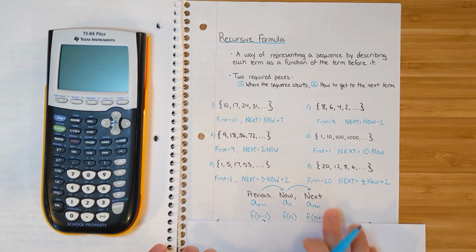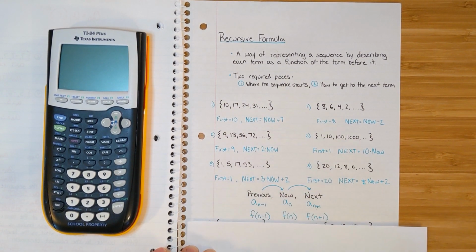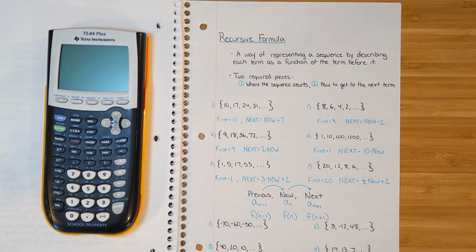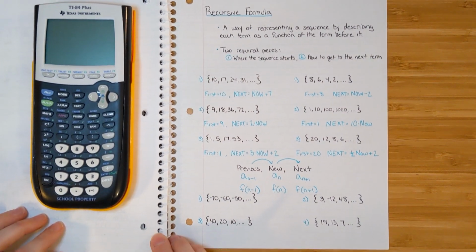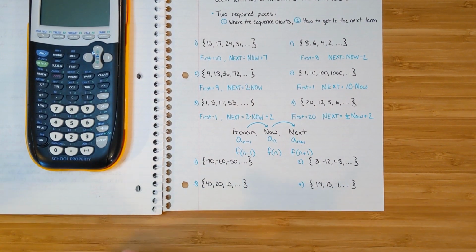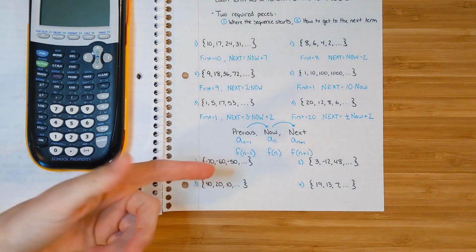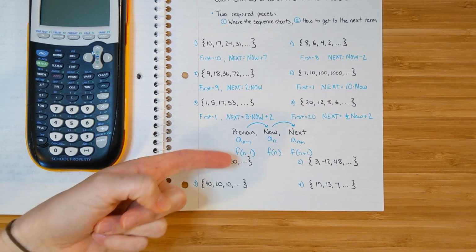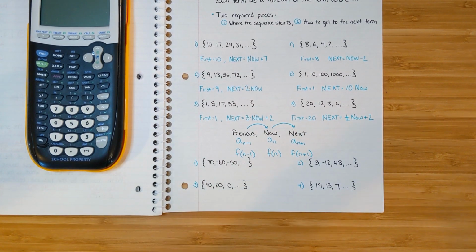So I'm going to use this notation down here instead of the previous now and next in order to write the recursive formulas for these 4 examples down here on the bottom. And the beautiful thing about your recursive formula, unless it's specified in the question, is you can choose. You can choose if you're going to write it in sequence notation or function notation. And you can choose which 2 terms you're going to relate to one another.